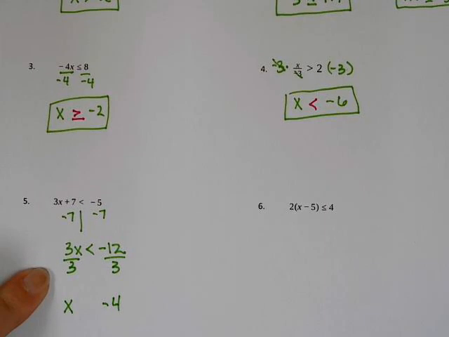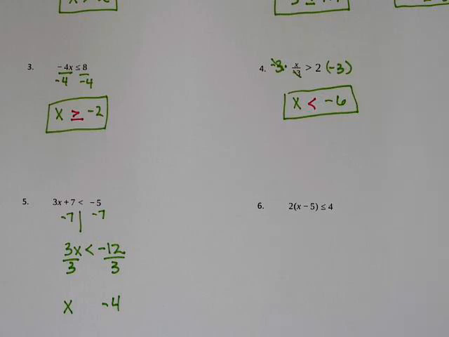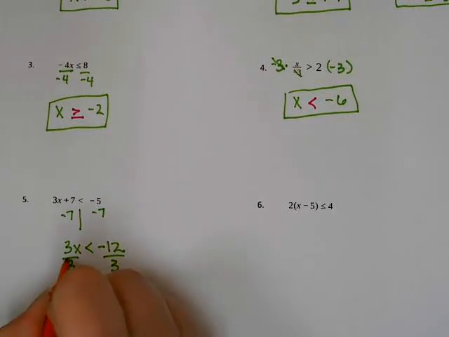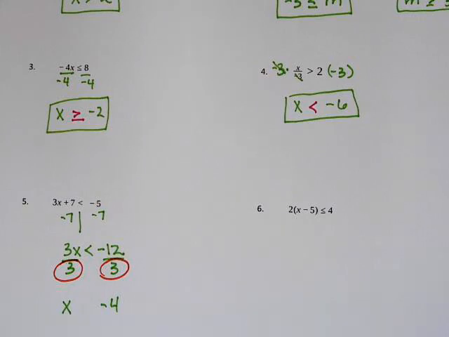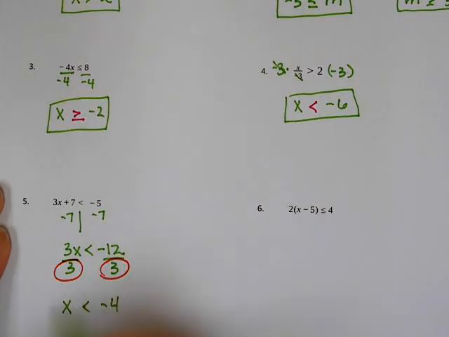And the thing you have to be careful about that students always want to do is now they want to flip the inequality symbol. But if you look at the number that we actually divided by, we divided by a positive 3, which does not flip our inequality symbol. So this is going to stay as a less than symbol.